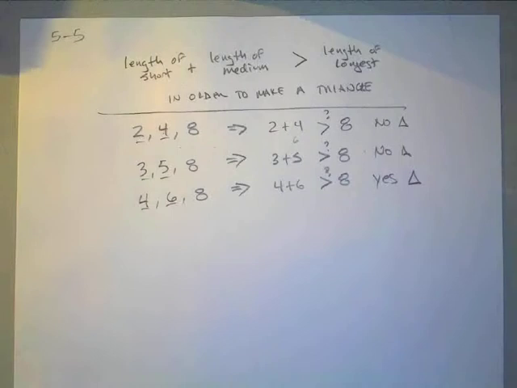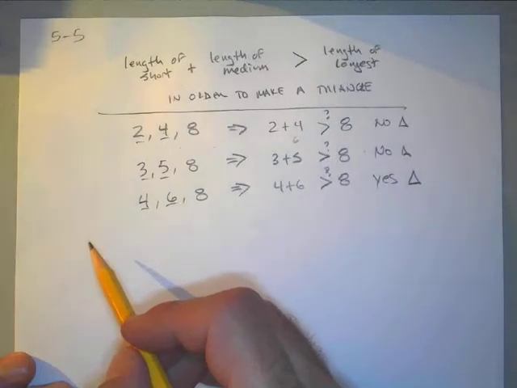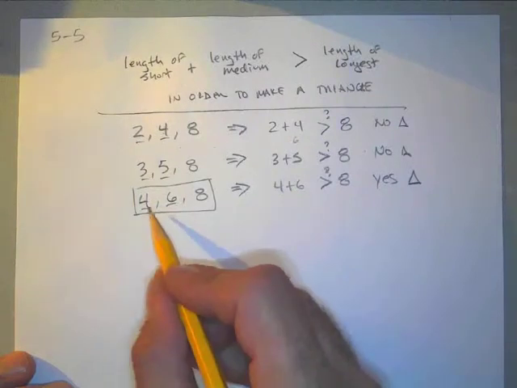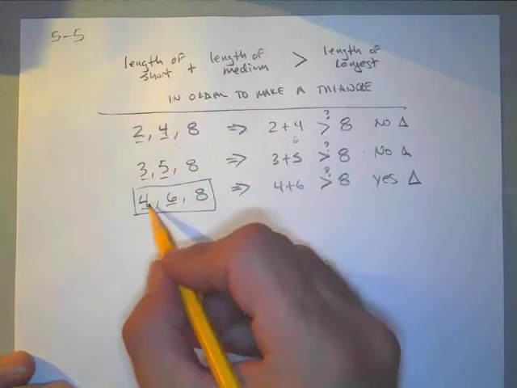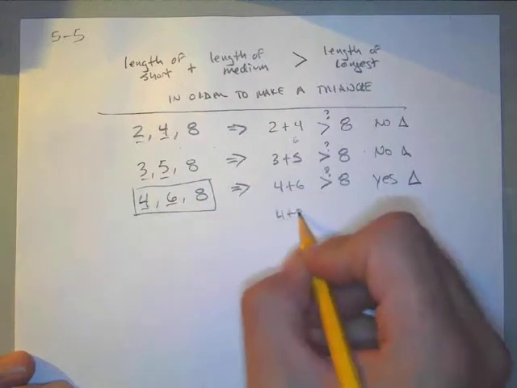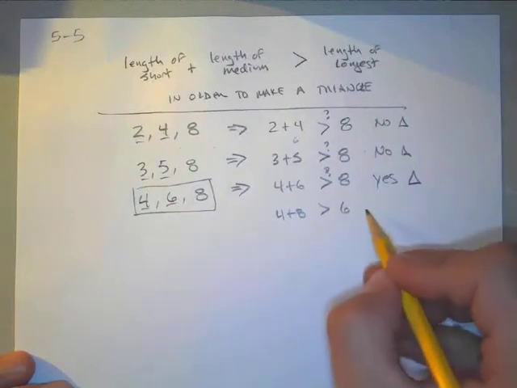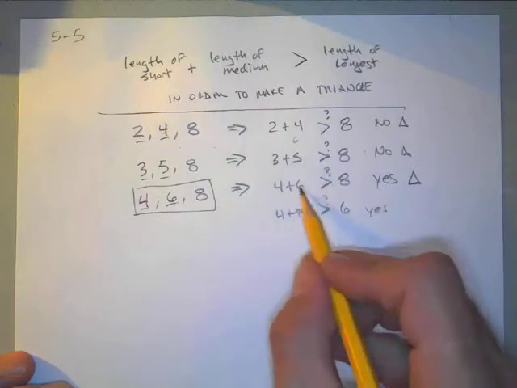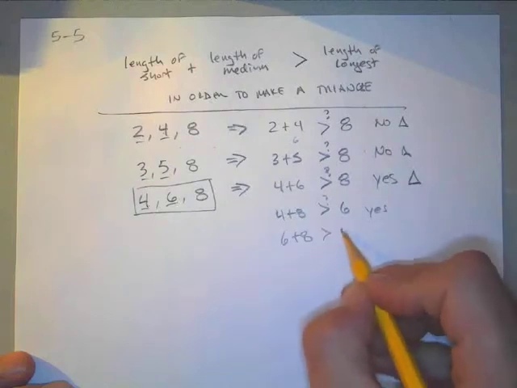Okay? Now, let's just look at this for a minute. I am curious with these. What happens? We know that 4 plus 6 is bigger than the third. What if we do 4 plus 8? Is 4 plus 8 bigger than the third side? Yes. And let's see, we did 4 plus 6, 4 plus 8. Let's do 6 plus 8. Is that bigger than the third side?